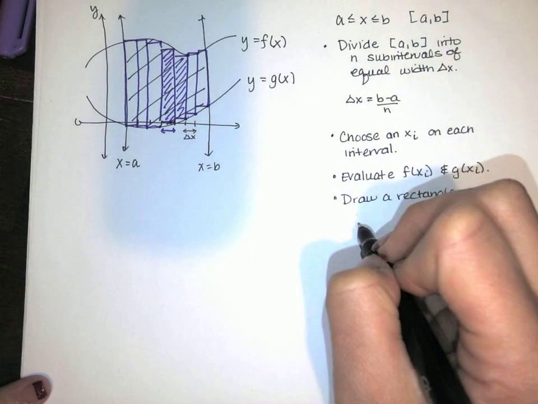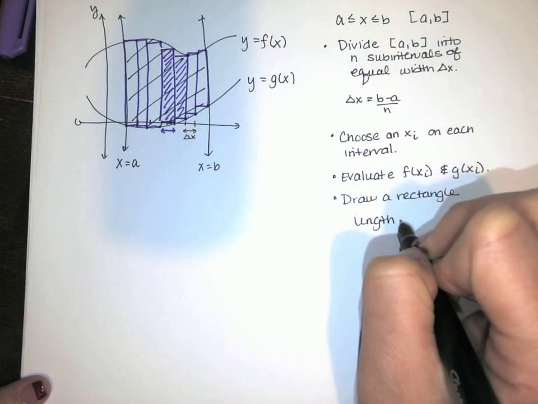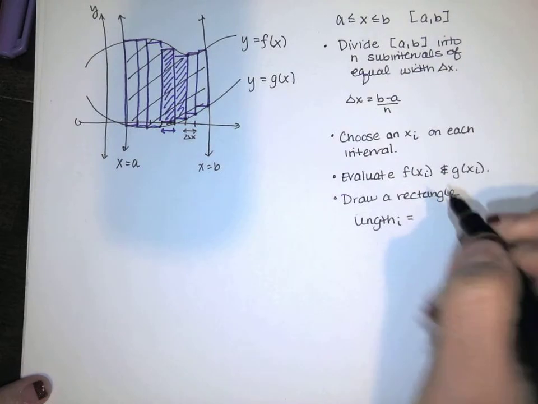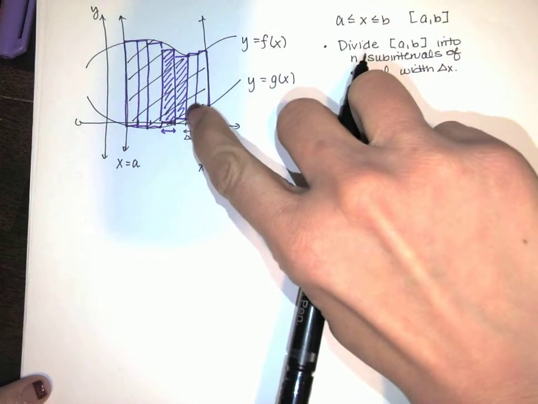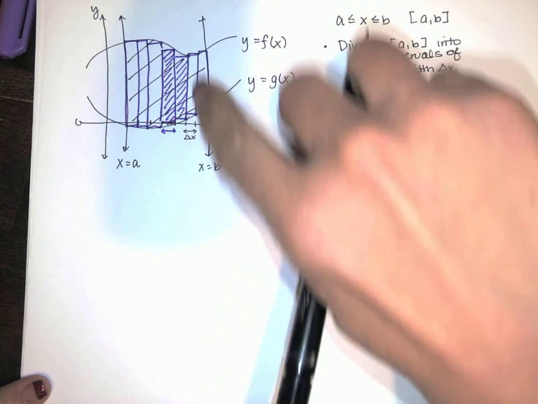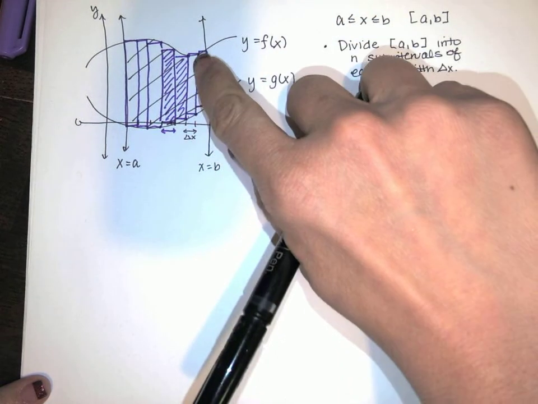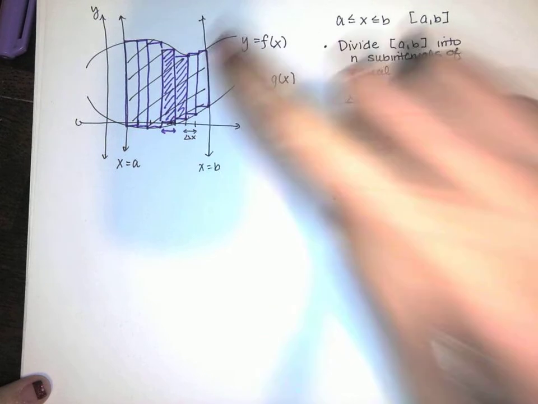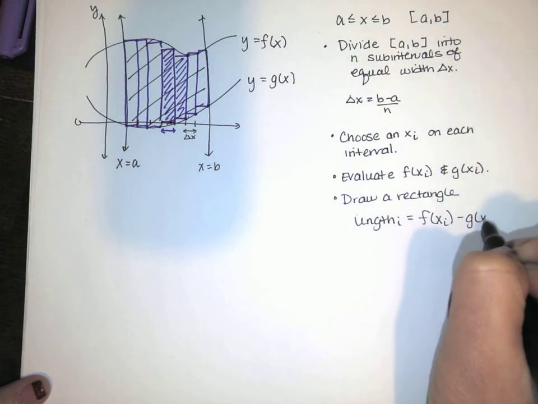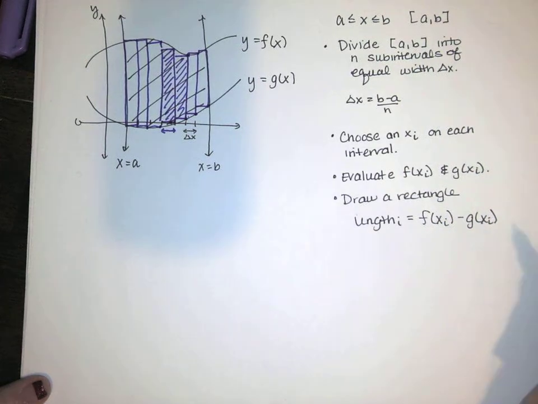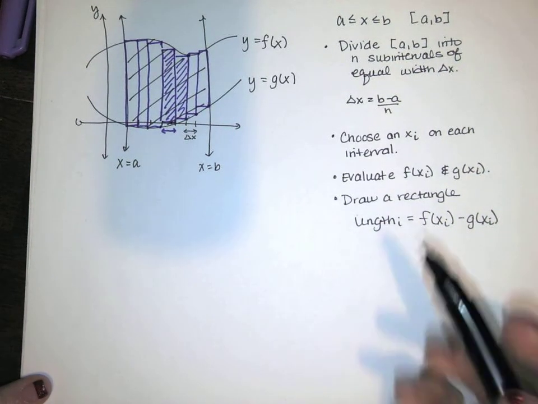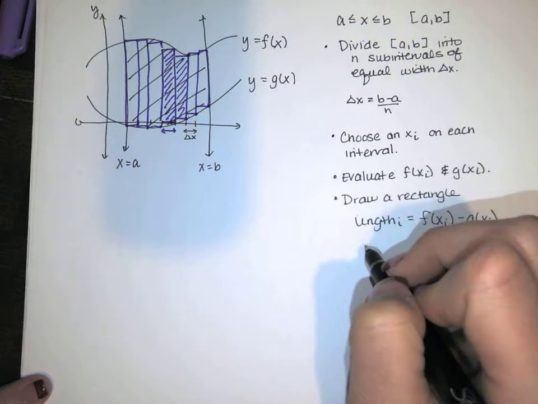And its length is this distance minus this distance. Or so, this value of y minus this value of y. If that was a 10 and that was a 2, this distance would be 8, right? It'd be 8 units long. So if this one's f of x sub i and that's g of x sub i, the length is going to be f of x sub i minus g of x sub i. That will always be non-negative because f is always above g, or possibly equal to g. And then the width is delta x for all of these.